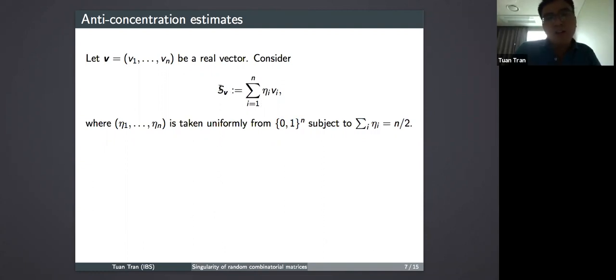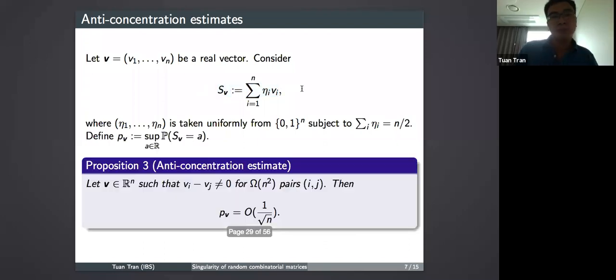So this random variable is related to our problems, because if you multiply the single rows of the random matrix with a vector, then what you get is this random variable. And I will define P of V to be the maximum over all real numbers I of the probability that S_V equals I. So it is a maximum atom probability.